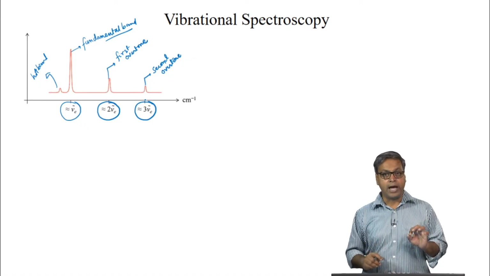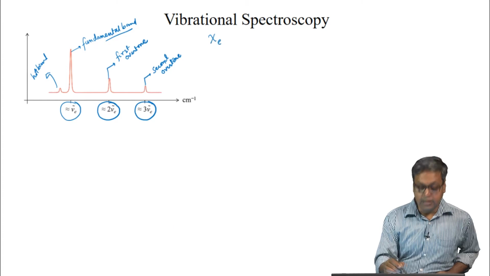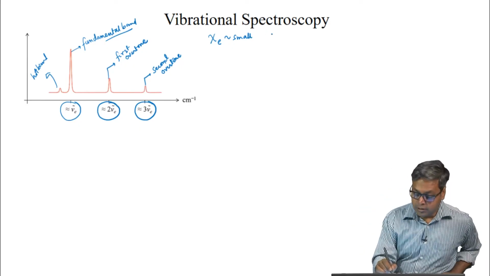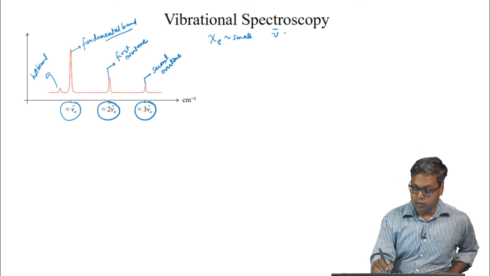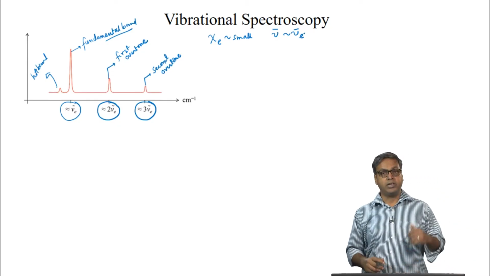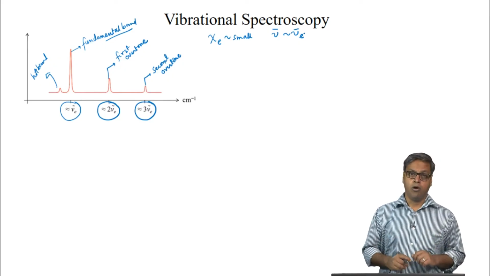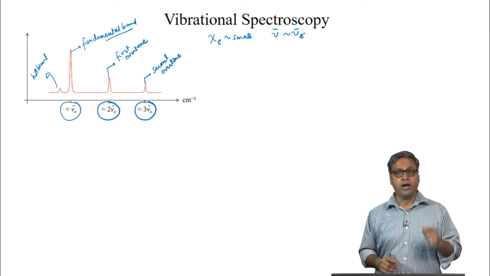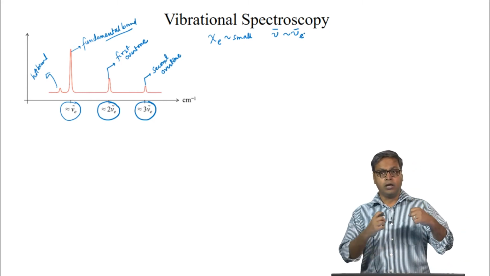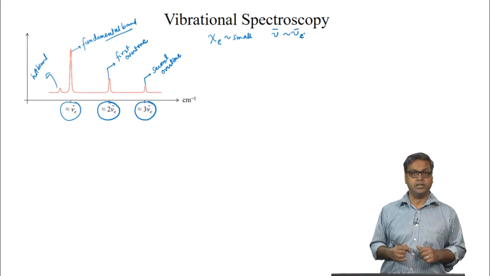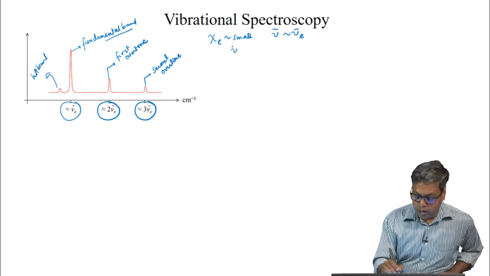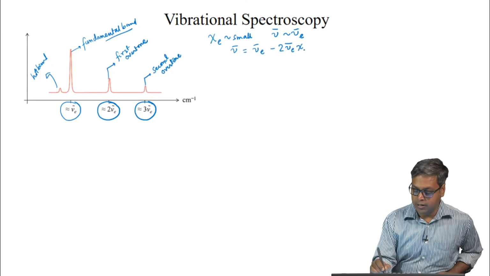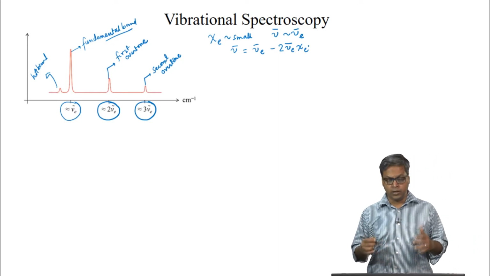If the anharmonicity constant, that is chi E, is small, then the fundamental frequency, that is nu bar, is approximately equal to nu bar E. But if the anharmonicity constant is not small, or if we just want to be accurate, then the fundamental frequency, which is rigorously defined as the energy difference between the V equals 1 and V equals 0 states, is given by nu bar equals nu bar E minus 2 nu bar E chi E. So, let us see how we get this equation.